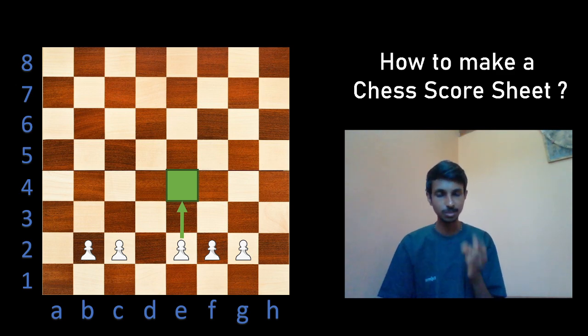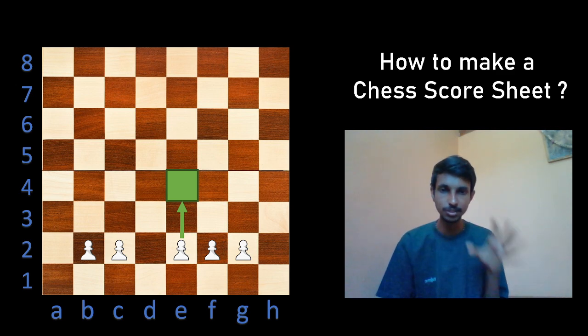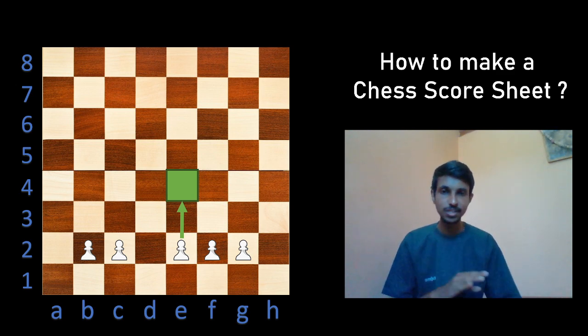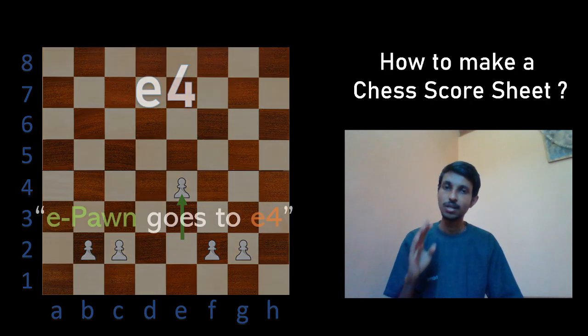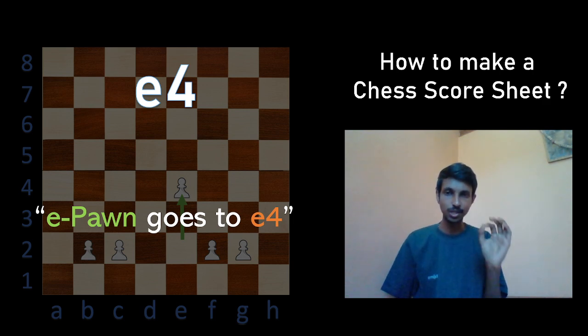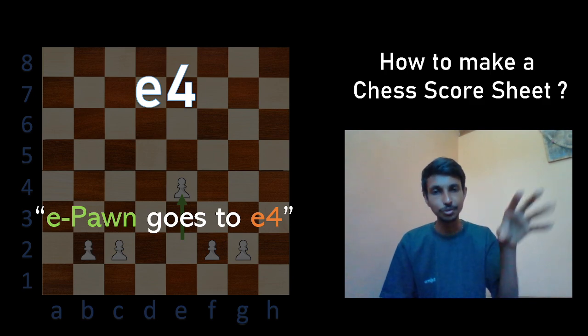So look at this example. There are some 5 pawns on this board, but I only want to move the e pawn to the e4 square. So we just have to write it as e4, just the square. No need to write P for pawn, just the square. So how do you read this? You read it as the e pawn goes to e4.